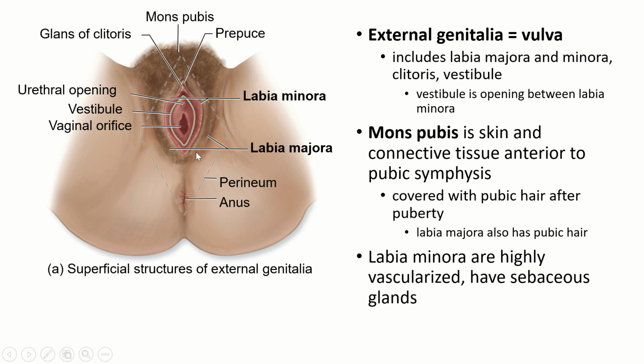The external genitalia, all of this stuff that we can see from the outside, not including the orifices, is called the vulva. Okay, it includes the labia majora, the labia minora, the clitoris, and the vestibule. Remember, a vestibule is just kind of an opening. This is not the vagina. This is the vulva.